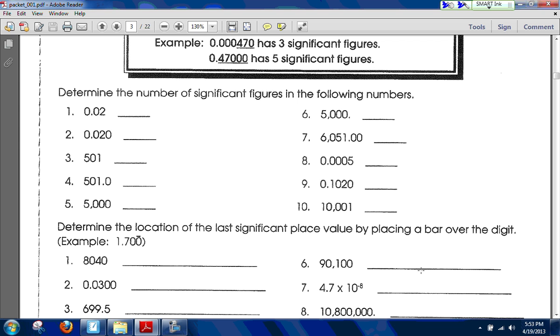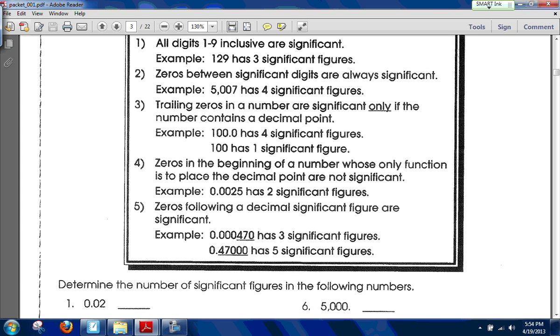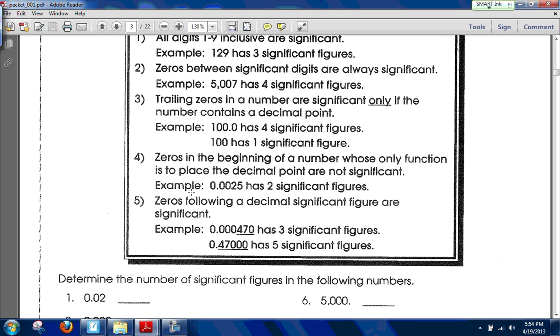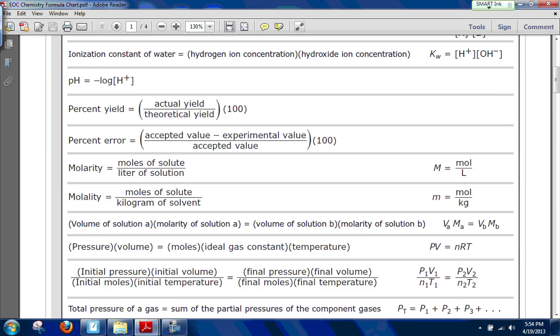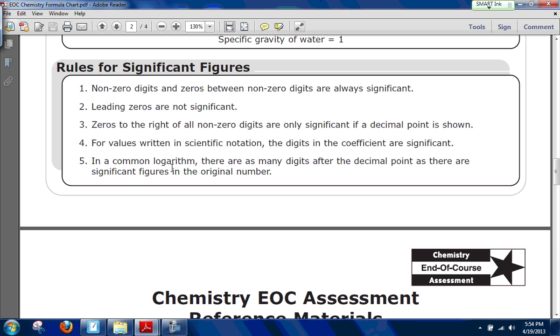Now, at first, you look at it and you might think that there are 2 significant figures because we have this right here. But we have to go back and look at our rules. And the rules that we have are right above it. They're also on your formula chart. And it says zeros in the beginning of a number, number 4, whose only function is to place the decimal point, are not significant. Example, 0.0025 has 2 significant figures. The way it says it on the formula chart, number 2, leading zeros are not significant.